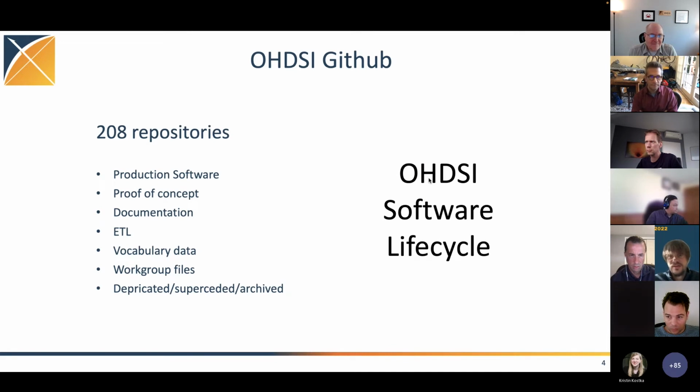In the Odyssey GitHub organization, we have 208 repositories. And we actually have a really wide variety of things in here. We've got production software, we've got proof of concept things, we've got documentation, workgroup files, ETL. We have all of our vocabulary data there. And we've got things that are at different stages in a software development lifecycle.